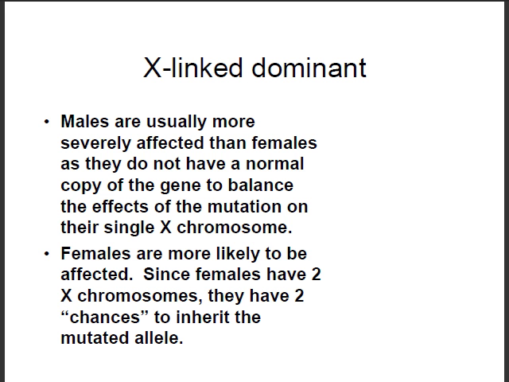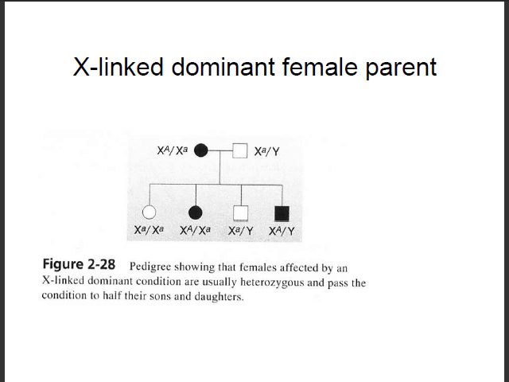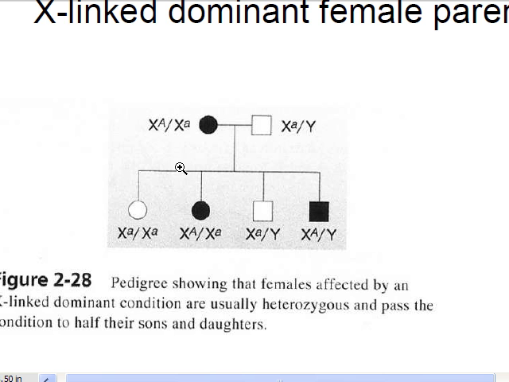So it sounds like, in general with these X-linked disorders, males have it worse, but in this case, females have it worse, because females are much more likely to be affected in the population, because they have two X chromosomes. They have two chances to inherit the mutant allele. So here we'll take a look at the disorder that's X-linked dominant with a female parent. As you can see, she passes this on to both her sons and her daughters through her X chromosomes, and about half of her kids get it, because half of her alleles are the mutant allele, or the disorder.